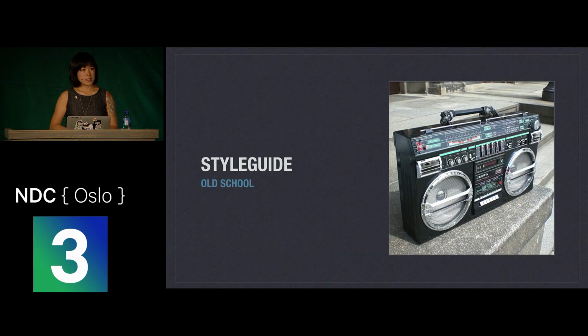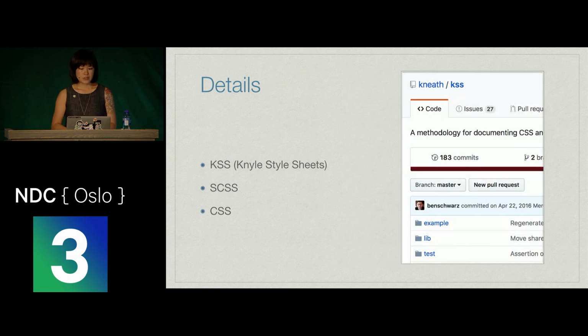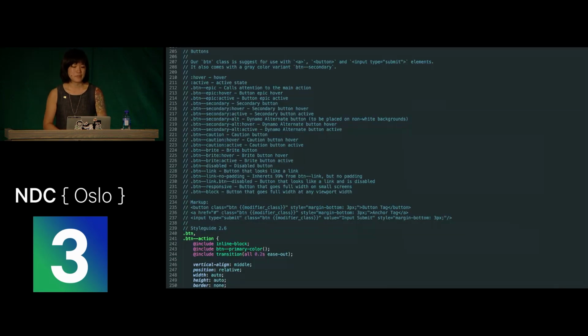So again, we were trying to replace our style guide, which was, to us, old school. Some details about that style guide we were trying to replace: we were using this thing called KSS, which stands for Knyle Style Sheets, because it was created by a man named Kyle Neath. What KSS did was auto-generate style guide documentation in HTML and CSS. Here you can see it hasn't been updated in many years, so very old technology by this point.